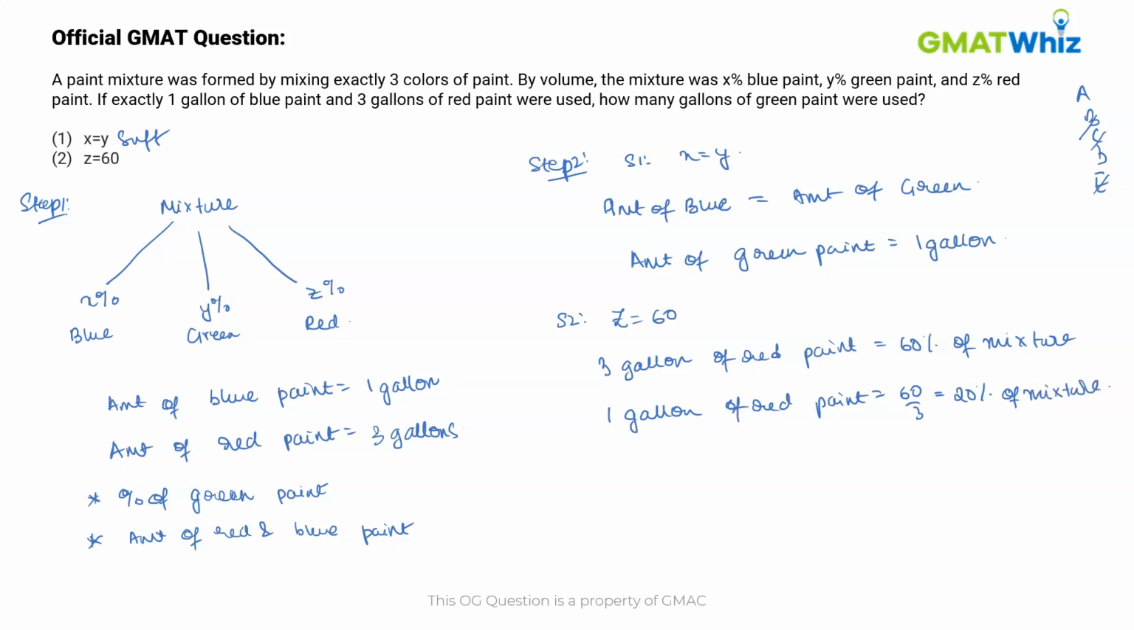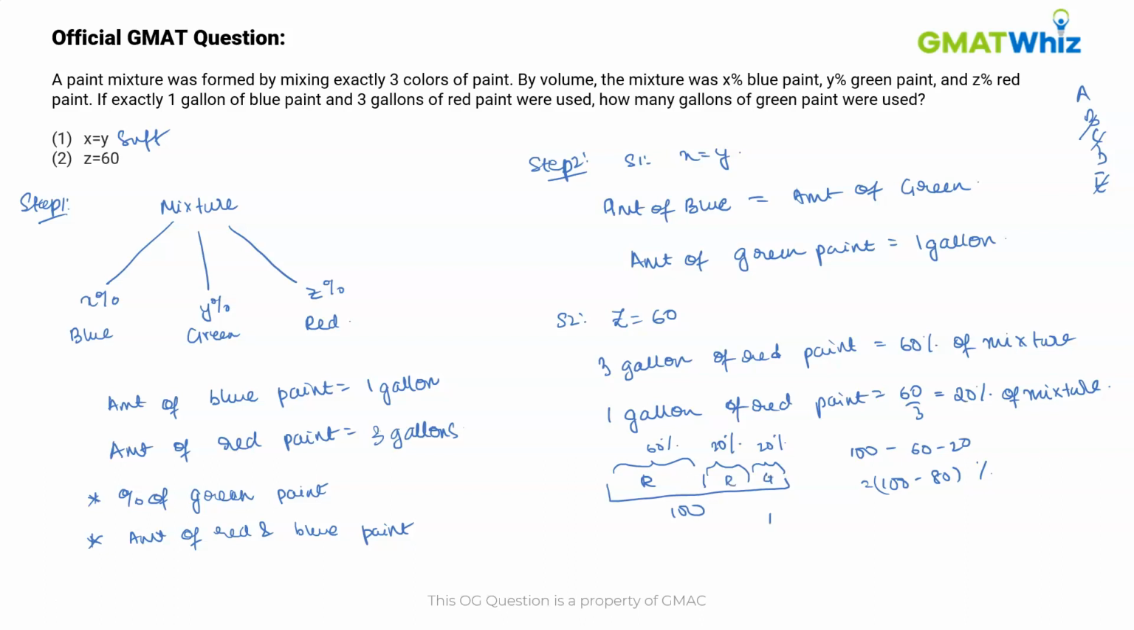So, if the mixture is 100%, 60% of the mixture is red, and 1 gallon is 20% of the mixture. Now we know that the amount of blue in the paint mixture is 1 gallon. So blue will comprise 20%. Now the remaining part is 100 minus 60 minus 20, which is equal to 100 minus 80%. That is, 20% of the mixture is green.